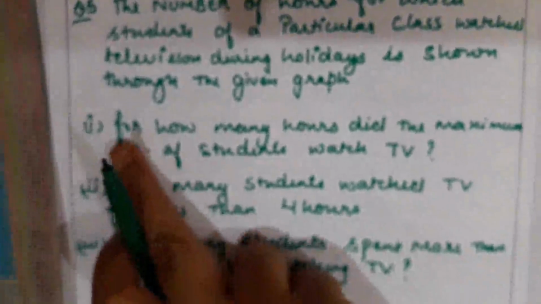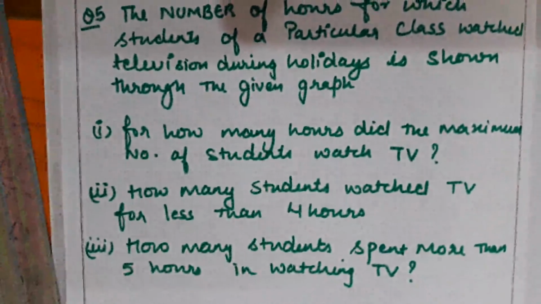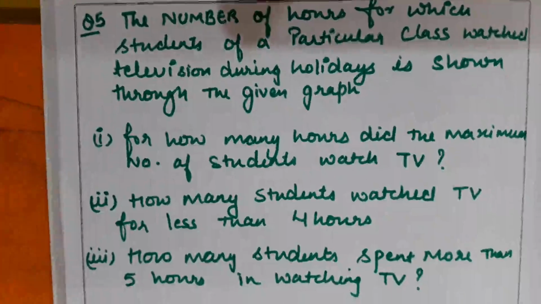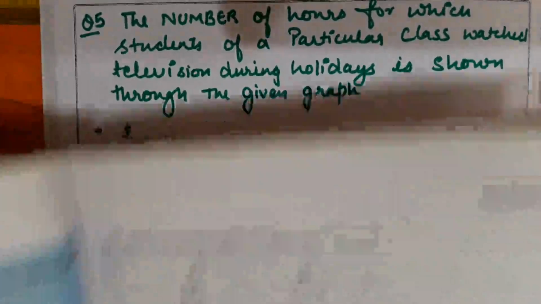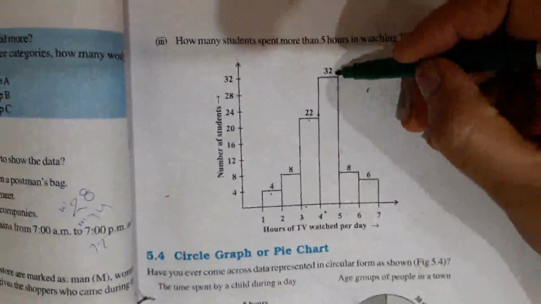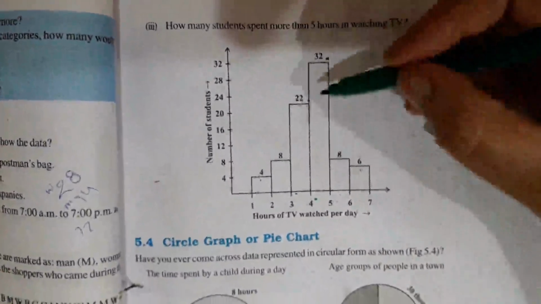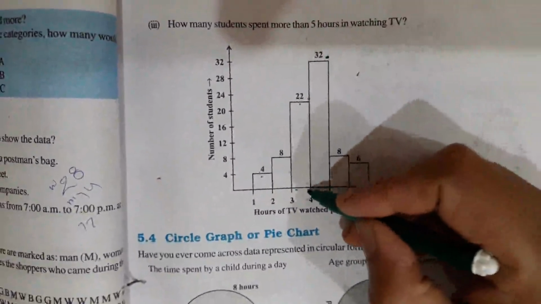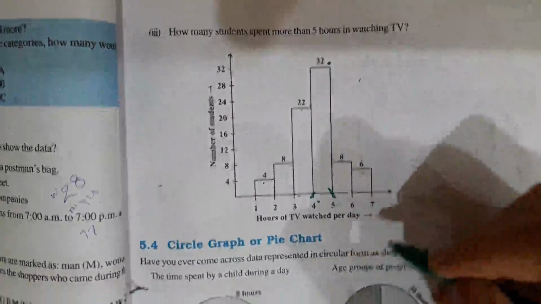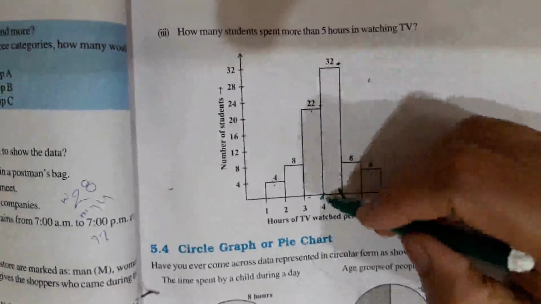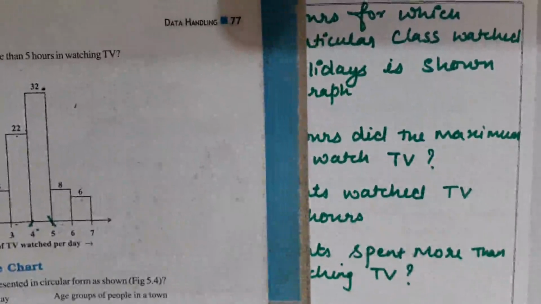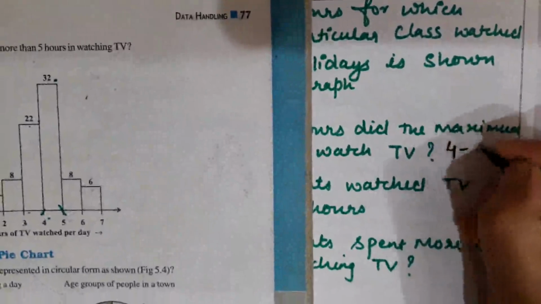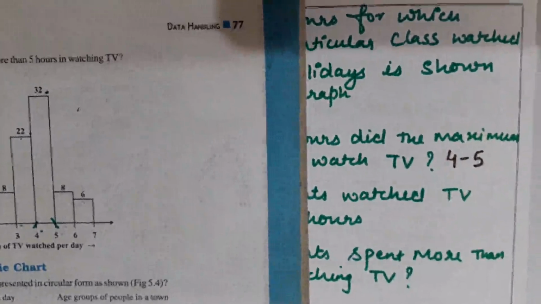Our very first question is, for how many hours did the maximum number of students watch TV? Which bar is representing the maximum number of students? 32 is the maximum number of students, and they are watching TV 4 to 5 hours. So the answer will be 4 to 5 hours. Okay, getting my point.